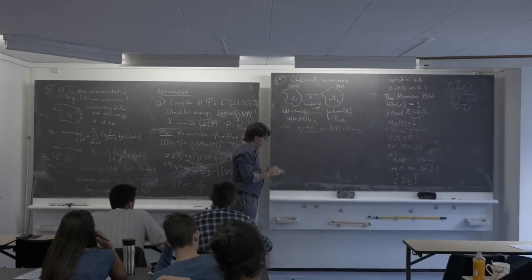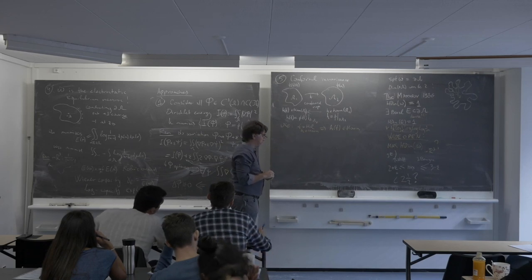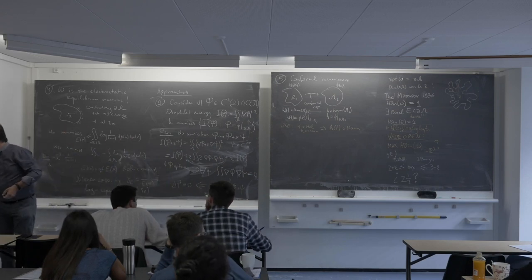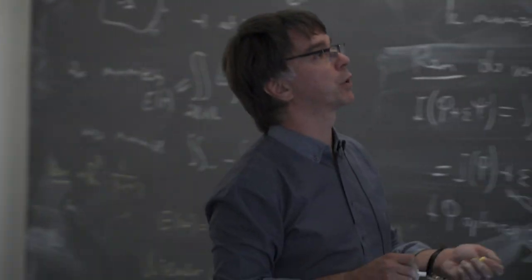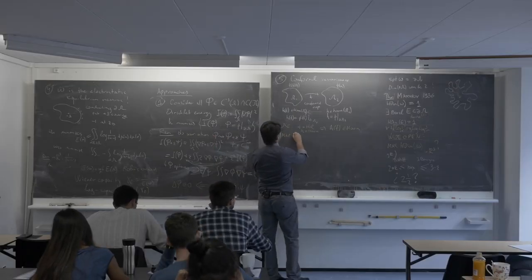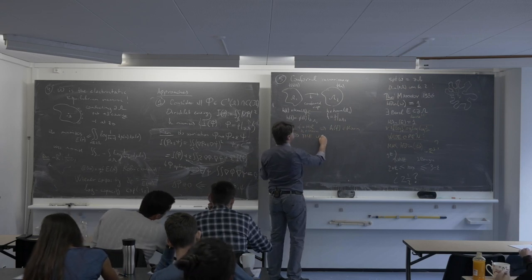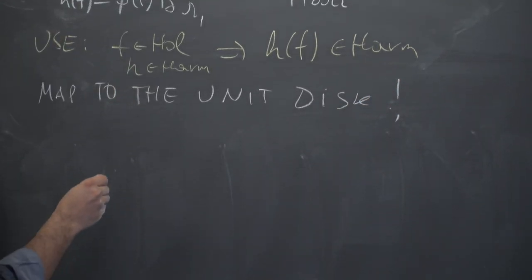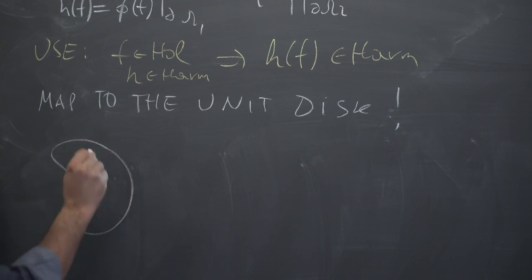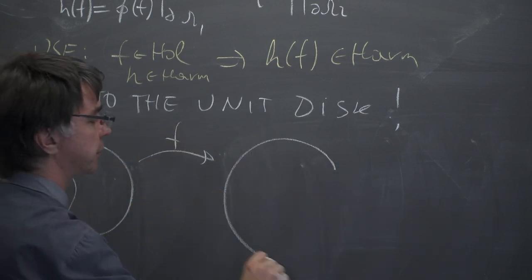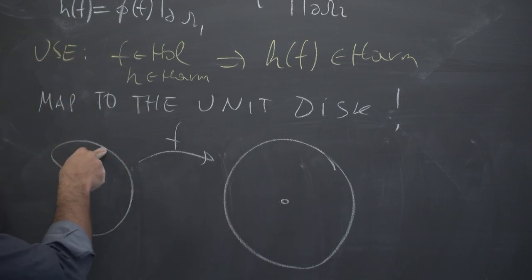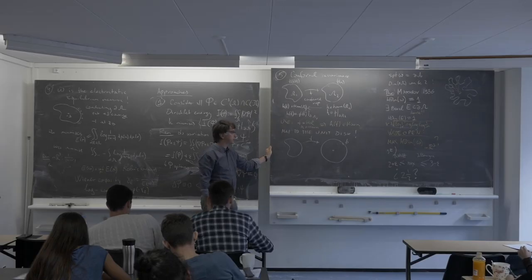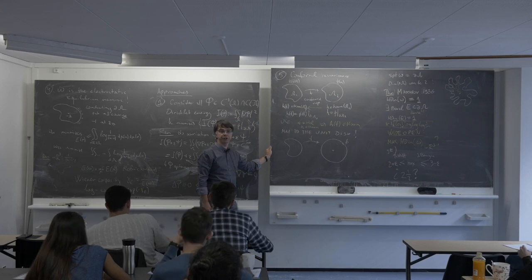Now, because of that, you can map to your favorite domain. Different people have different favorite domains, but in this case, I would say that the best one probably is the disk. So we can map to the unit disk. We have our domain, we map it to the unit disk. We took our function and mapped it here. There is a function phi on the boundary. And in the unit disk, it's fairly clear what the value of our function at the center is.